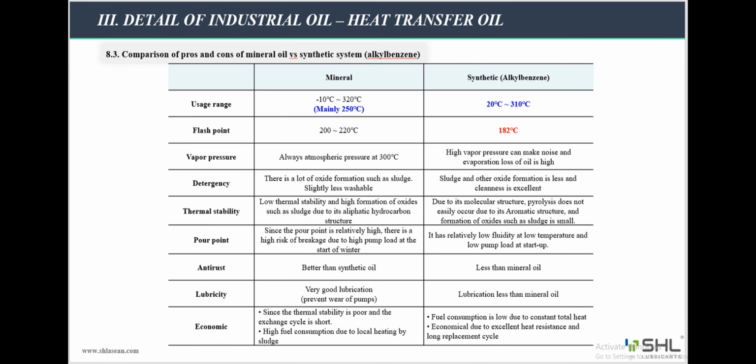About mineral heat transfer oil, which is a Group 3 base oil, capable of operating at temperatures from -10 degrees Celsius to 320 degrees Celsius, with a high flash point of up to 220 degrees Celsius, while the main component of synthetic oil is alkyl benzene, operating from 20 degrees Celsius to 310 degrees Celsius and a lower flash point of about 180 degrees Celsius. However, the thermal and oxidation stability of mineral oils are lower than that of synthetic oils.